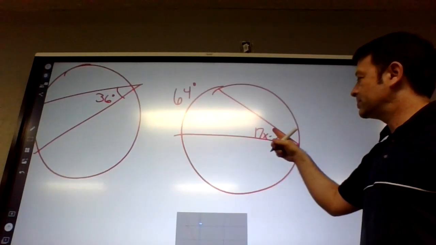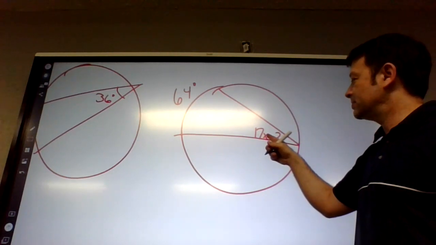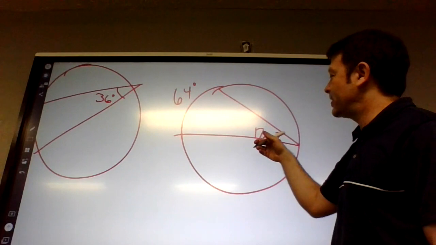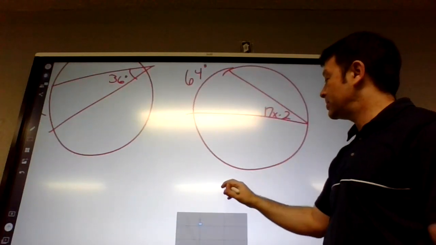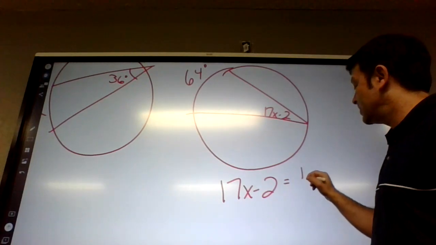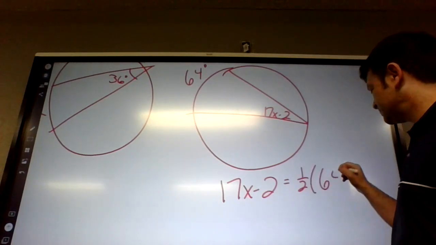So it's this, half of this equals that, right? That's one way you can say it. So 17x minus 2 equals half of 64.